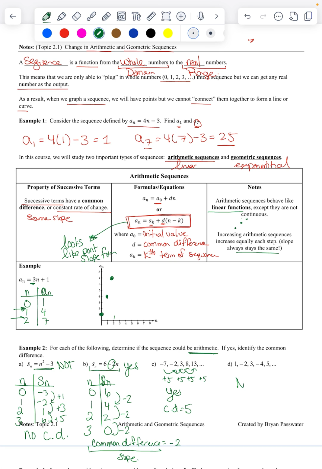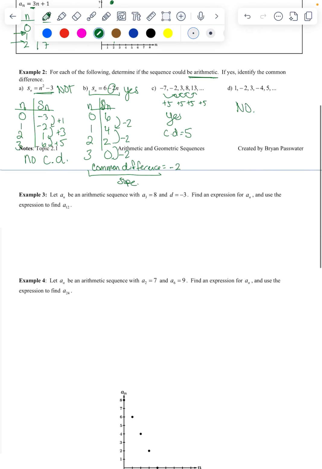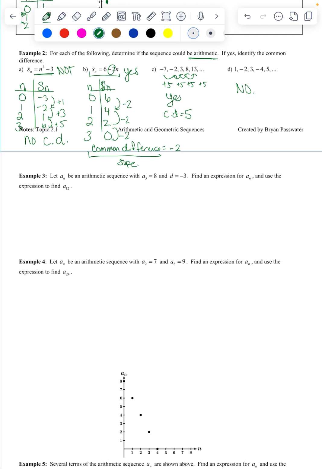This next one, hopefully you can see that it's not. Why? No common difference. All right, moving forward to writing the expression for a sub n given some values. So in this case, let a sub n be the arithmetic sequence. So I know that I'm going to be using the point slope form formula. And a sub 3 is 8, and d is -3. Find the expression for a sub n and then use it to find a sub 12.